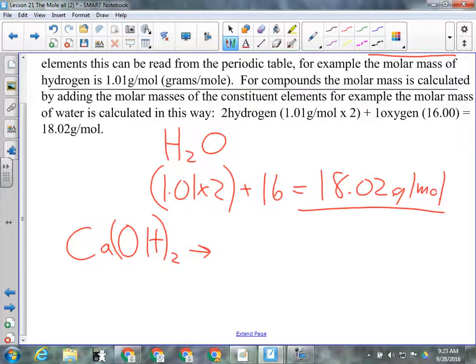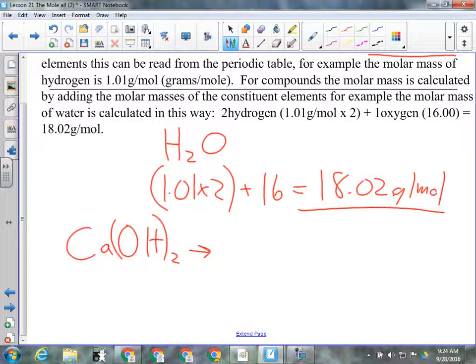Okay, the real trick to doing this isn't the adding up of the numbers. That's easy. The trick is being able to read that formula and know how many calcium are there, how many oxygen are there, and how many hydrogen are there. How many calcium here? 1. How many oxygen here? 2. How many hydrogen? 2. You've got to be able to read those so that we can calculate things properly.